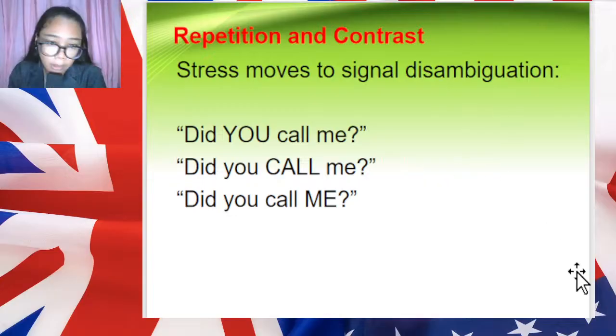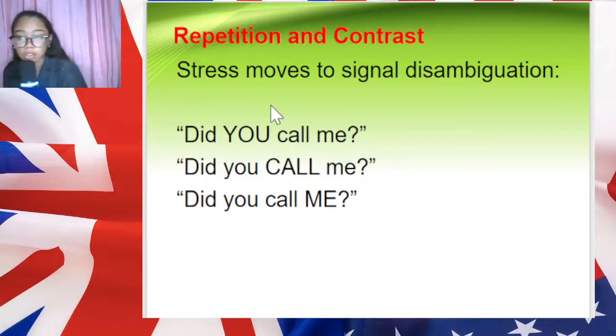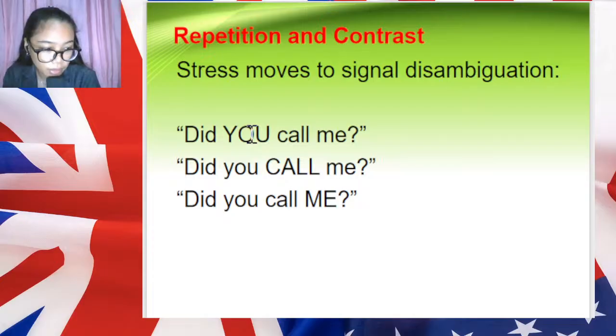Did you call me? Again, did you call me? Here, your voice lands strongly on the word you. Okay, this stress puts focus on the person who might have made the call. So you are surprised or seeking confirmation about the subject.